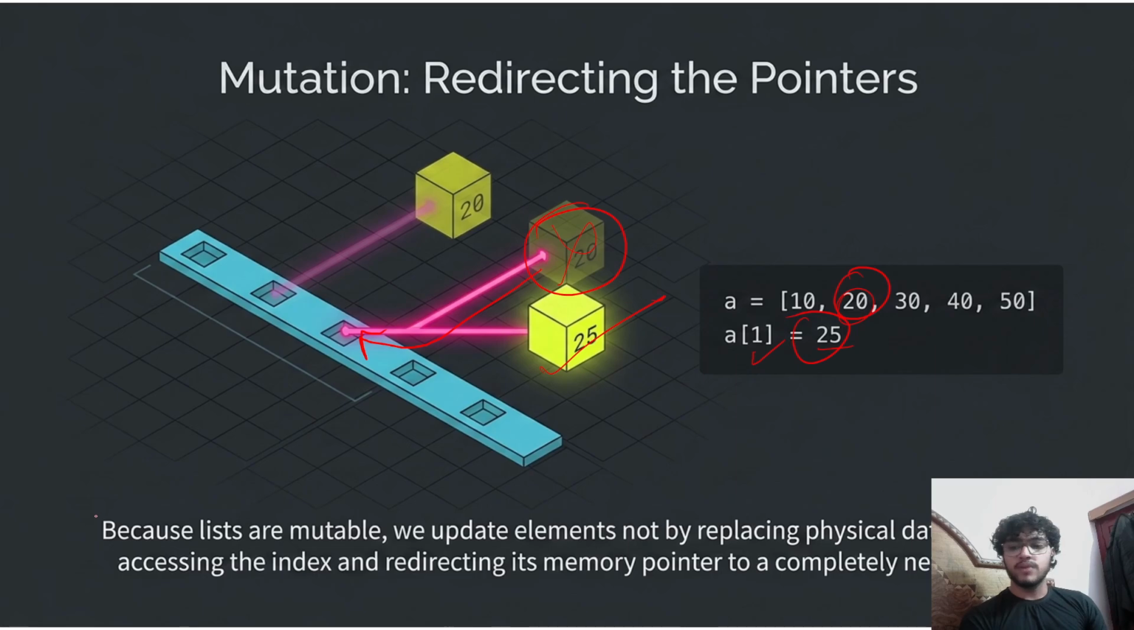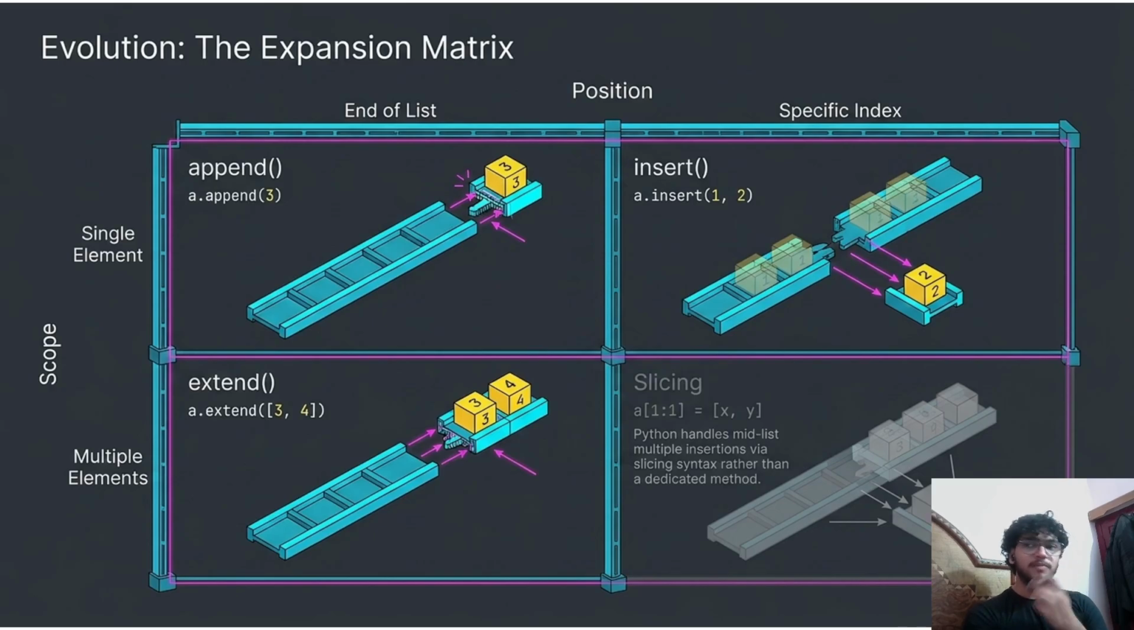As written below here, because lists are mutable, we update elements not by replacing physical data but by accessing the indexing and redirecting its pointer to a completely new value. So before, this memory address was pointing towards 20, but now as we have changed this to 25, it's pointing towards the value 25. So this is how we change the value, or just mutate the value.